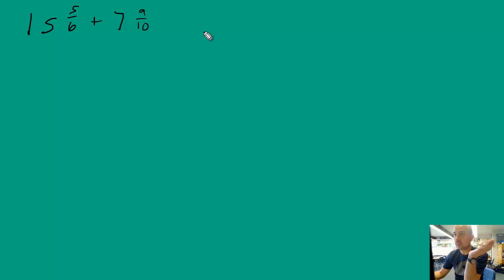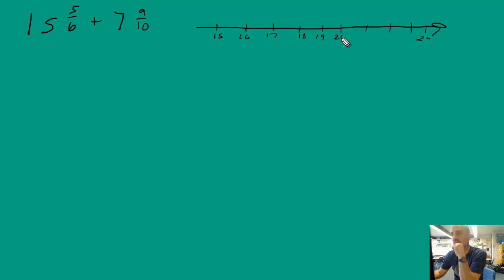Okay. Well, might as well throw it on a number line. I know I got 15. Let's start at 15. 15, 16, 17, 18, 19, 20, 21, 22, 23, 24. I'm doing this because I want to show you how you can do this. You don't have to do this if you feel like you can estimate it, or you just want to jump right into it. That's fine with me.